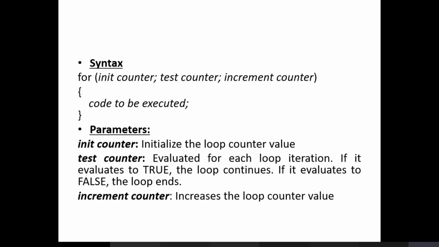And then we have the increment counter. It increases the loop counter value. So we can have an increment counter or a decrement counter, and we can set how much we want to increase the loop count. Whether we want to increase by 1, or by 2, or by 5. So that is the increment counter, where we can set up the increment and the decrement values.